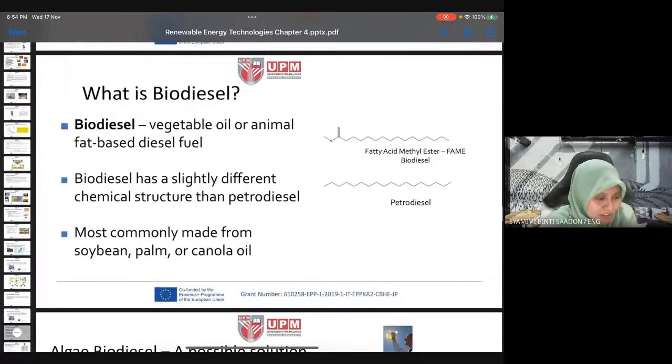And this is the chemical compound structure of the biodiesel. So the source of the biodiesel is from vegetable oil or animal fat. It is a slightly different chemical structure than petrodiesel. On the right-hand side, you can see the chemical structure compound showing the difference between biodiesel and conventional petrodiesel. If you want the chemistry in more detail, that is another topic. It is most commonly made from soybean, palm, canola oil, etc.